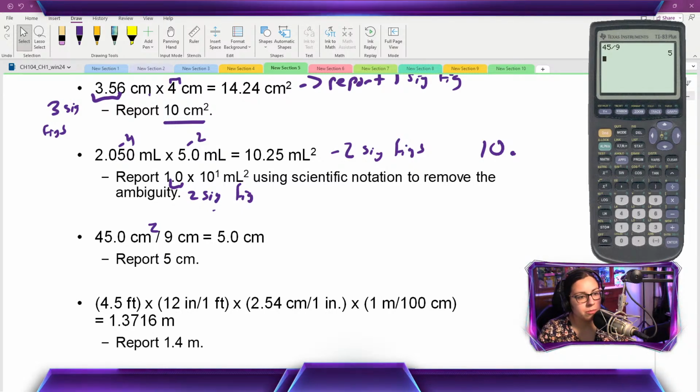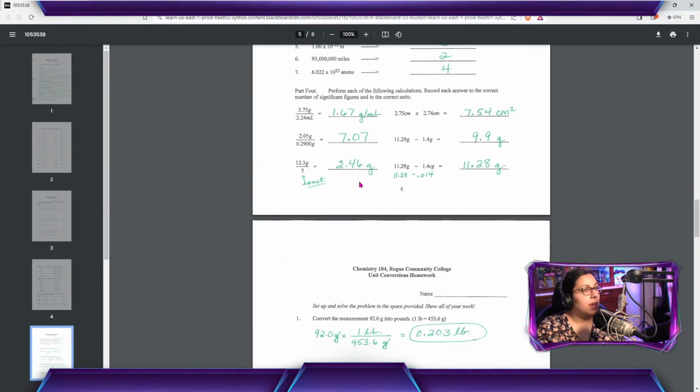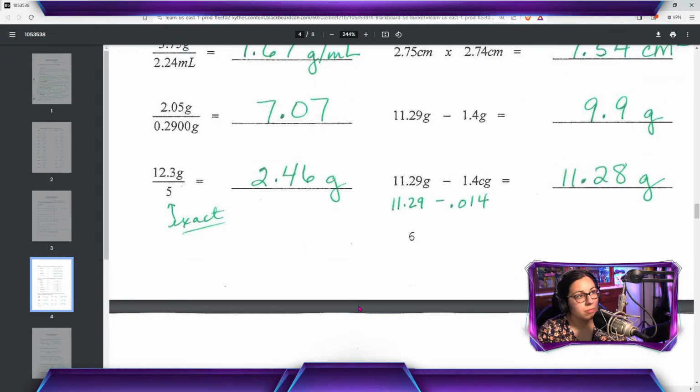Maybe I should just pull up your homework. There was a problem in your homework. And your homework doesn't really say what scenario it is, but this is a good time to talk about the comparison. So I just pulled up the notes because it was easier for me. And it's this question right here where it does the 12.3 grams divided by 5. And it didn't really say what it was, but it has a note here in the answer key: exact.